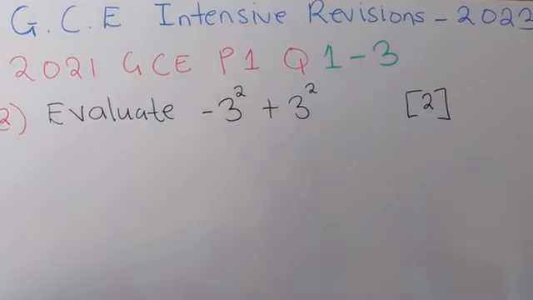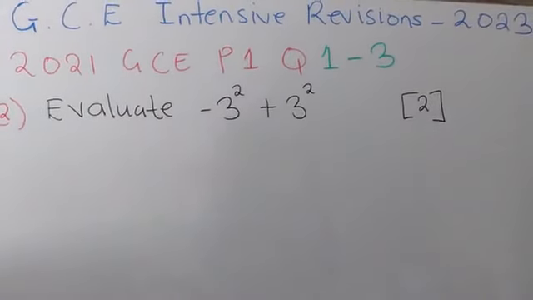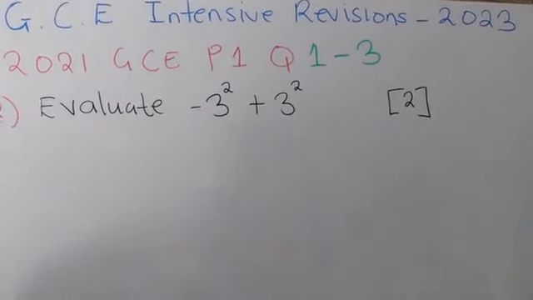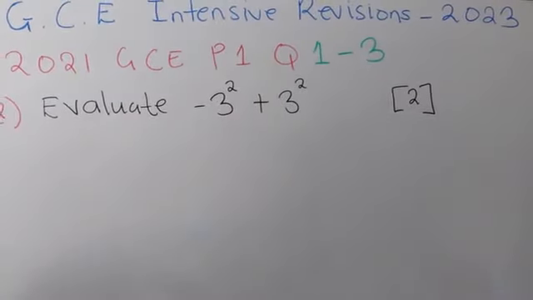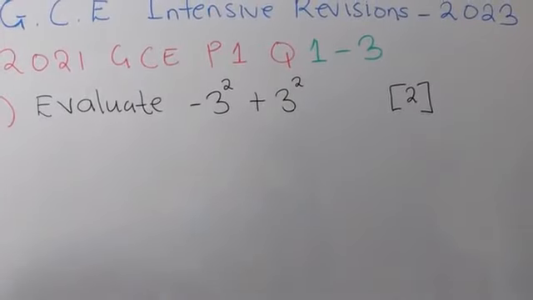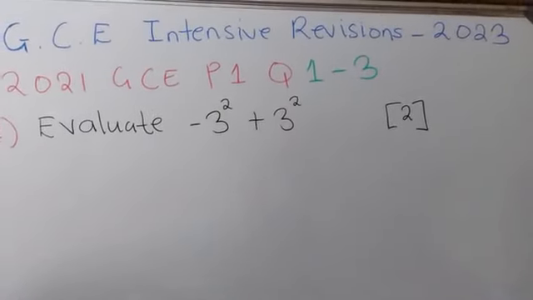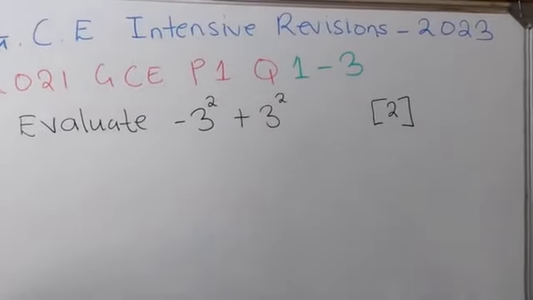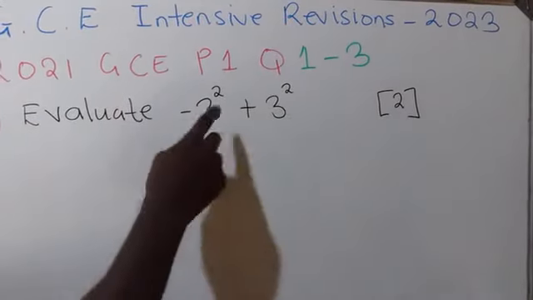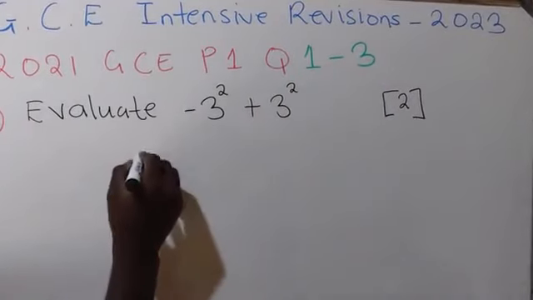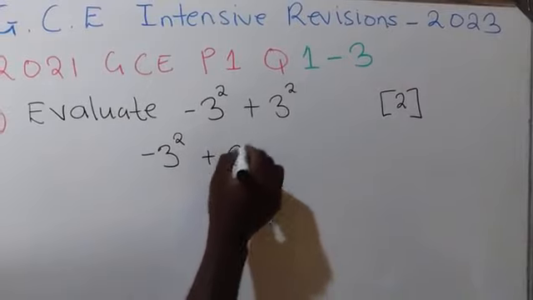On question 2, the question is saying evaluate negative 3 raised to the power of 2 plus 3 raised to the power of 2. This question will carry 2 marks. So now how can you answer this question? First thing, you write the question: negative 3 squared plus 3 squared.